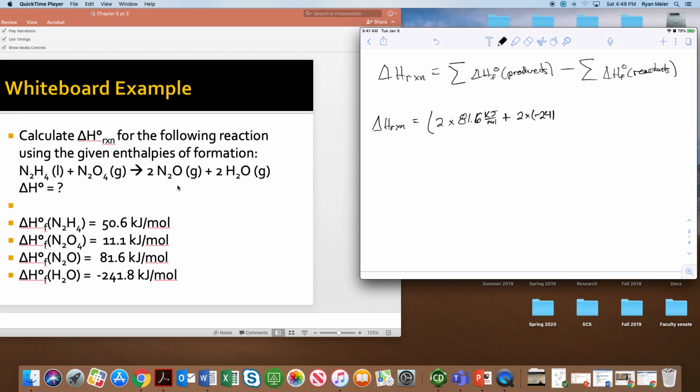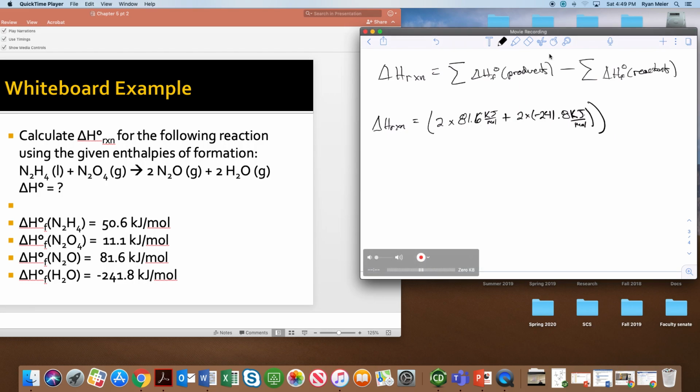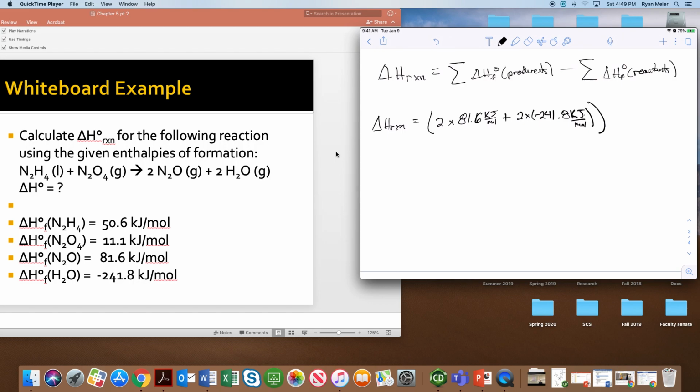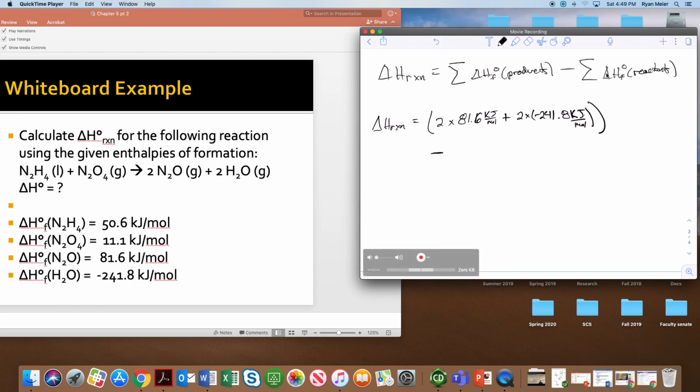241.8 kilojoules per mole. There's our sum for all of the products. And now we're going to subtract, I'm going to show this on the line below, minus all of the same thing for our reactants. Sorry, I couldn't fit all of it going across in one line.